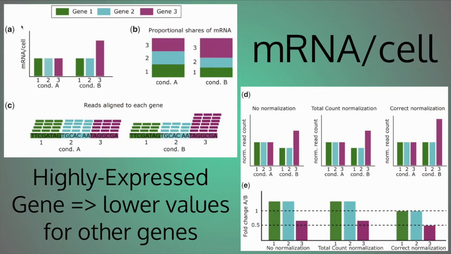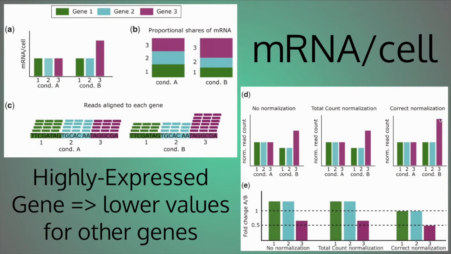If you look at, for example, figure A, you see that in condition A, all three of these have this level of mRNA, this absolute level, and that in condition B, 1 and 2 are the same, but 3 is upregulated. But when you look at the proportional shares, if you were to do a relative alignment, you would think, based on this graph here in D, that genes 1 and 2 were downregulated and that gene 3 was upregulated, whereas this is actually not the case.